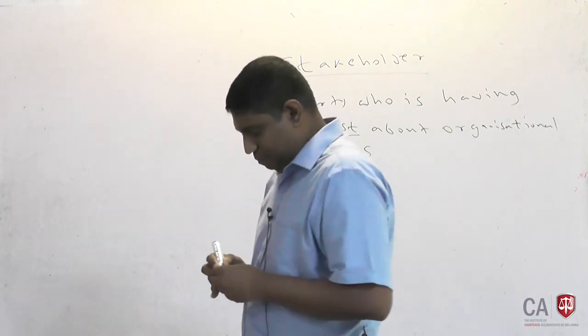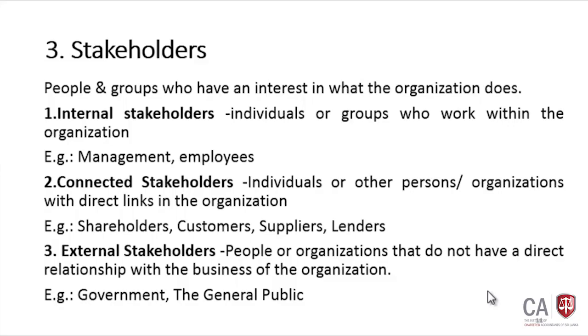Look at the definition given here. People and groups who have an interest in what the organization does. So again in this definition also the word interest has been highlighted. If you remember what you have learned in your previous studies, maybe in your A levels, you may remember two different types of stakeholders, internal and external stakeholders. But here we are going to have three types of stakeholder groups. In addition to internal and external, we are going to have another group called connected stakeholders. So, we will look at the meaning of each party.